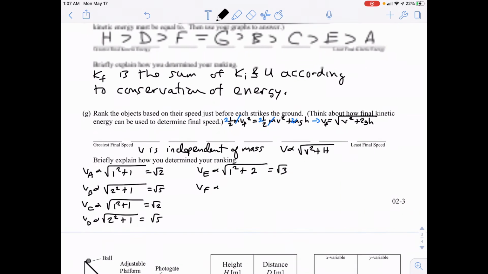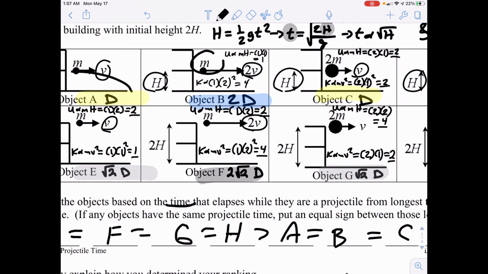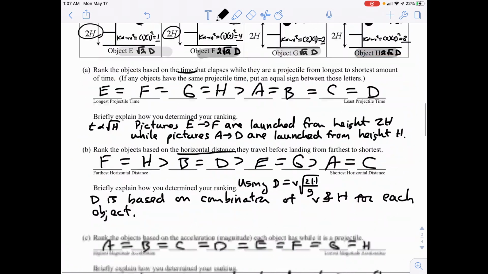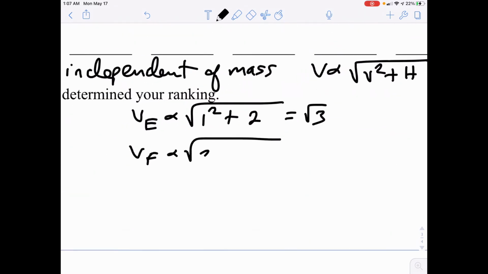Velocity at F. Looking at picture F, you can see we have 2 velocity units and 2 height units. 2 squared and 2. Well, 2 squared is 4, plus another 2 is 6.